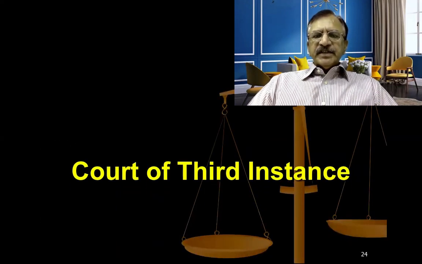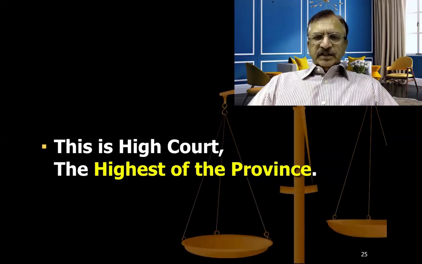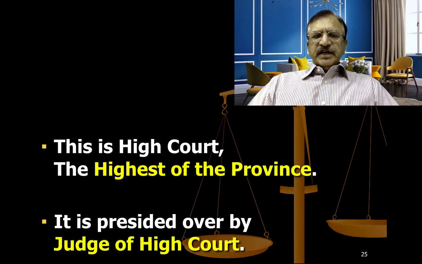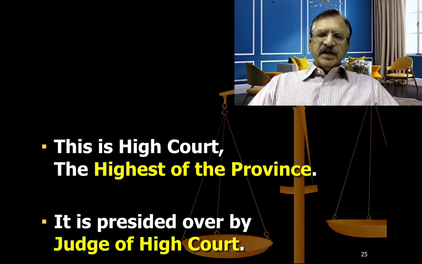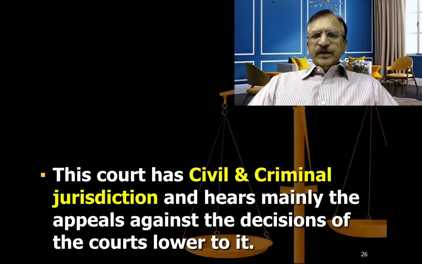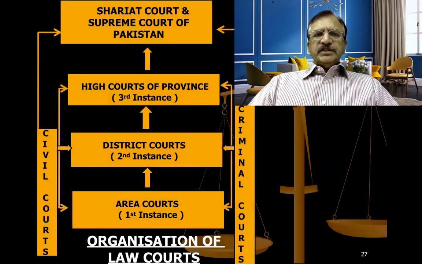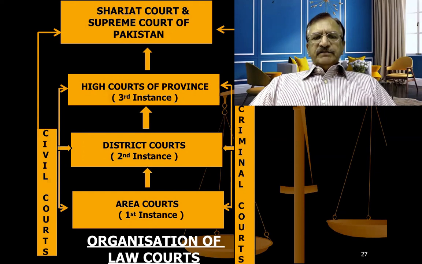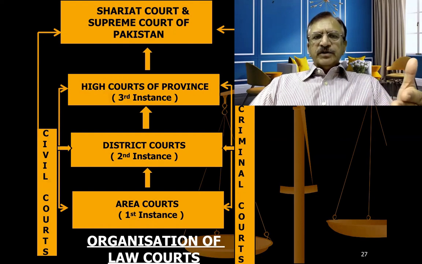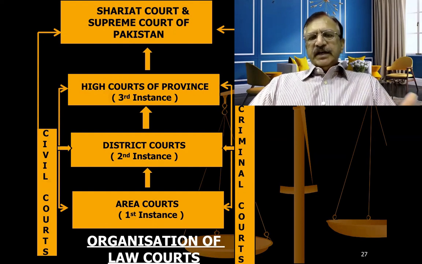Then the courts of the third instance are the highest courts of the province. They are the high courts, presided over by the judge of the high court. This court has civil and criminal jurisdiction and hears mainly appeals against the decisions of the lower courts. So this is the general layout of the courts. The organization is: first the area court, that is first instance, then the district courts, second instance, then the high courts of the province, and then the Supreme Court of the country, which is the highest court. Both are for civil and criminal cases.